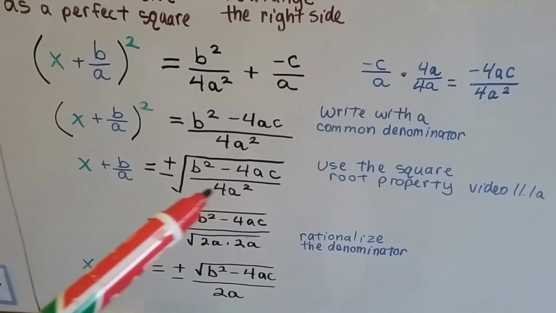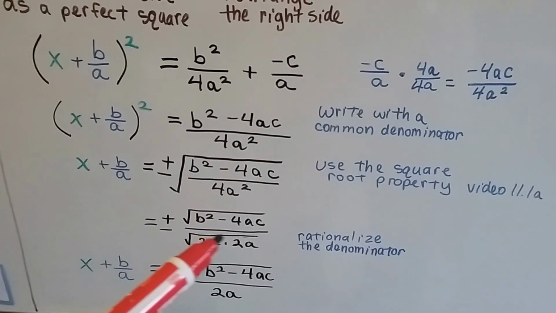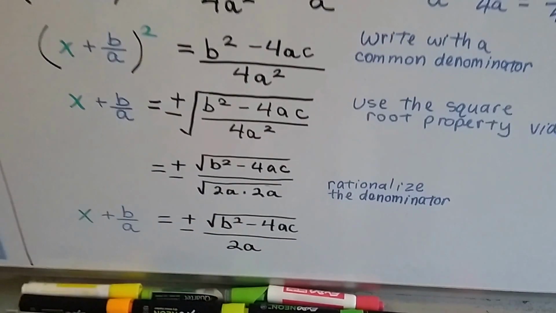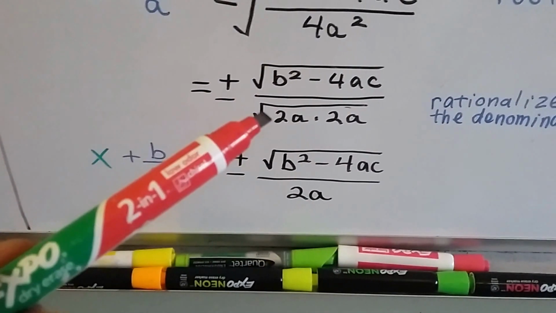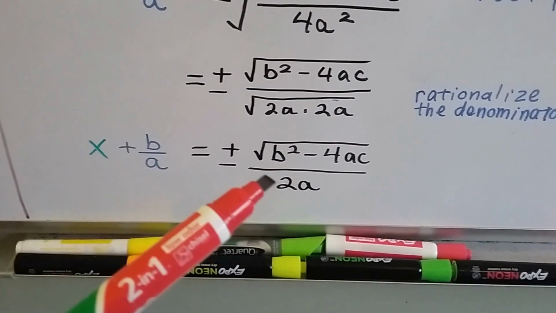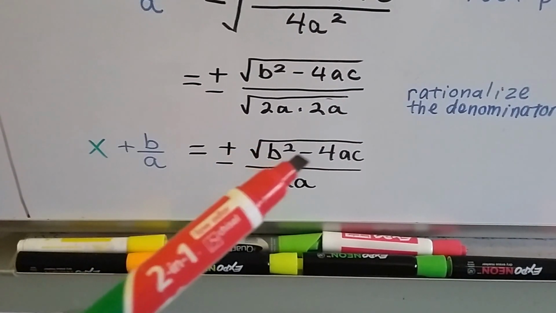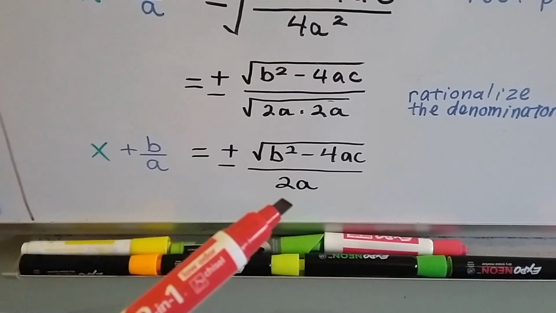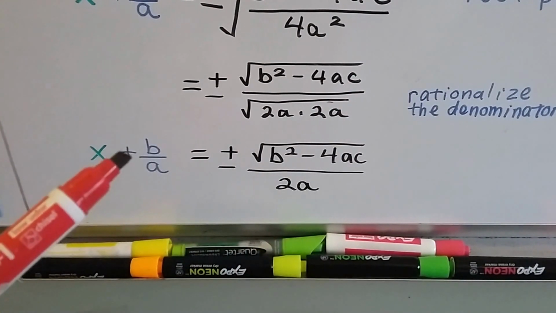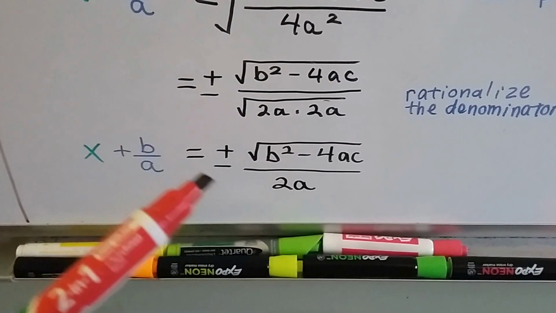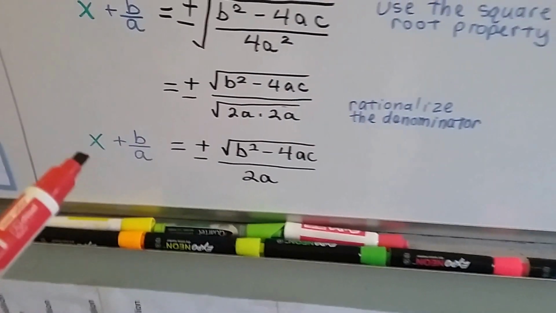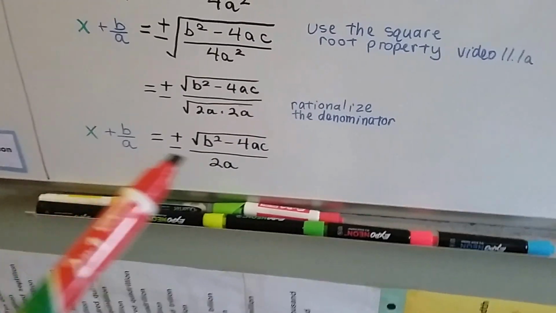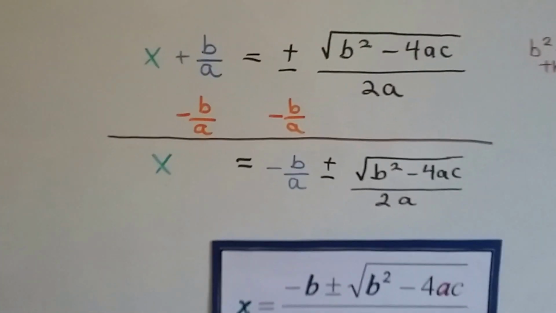And we see that we can rationalize the denominator as 2a times 2a. So where we're at now is we only need one of these, right? So we've got the square root of b squared minus 4ac divided by 2a. And on this side, we've got the x plus b over a is equal to that plus or minus. So keep this in mind, how this looks, okay? This x plus b over a is on this side, and then we've got our square root over 2a on that side, all right?